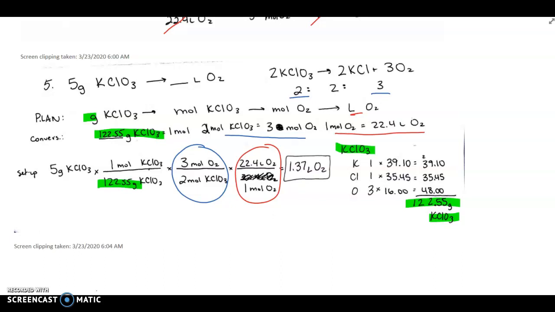So if you didn't get the right formula weight, or you didn't quite understand where your mole ratios were coming from, you've got to just keep things in line and keep things well organized here. You have to have your plan. Your plan tells you exactly what conversions you need. Grams to moles, moles to moles, moles to liters. First we're changing what unit we're using, then we're changing our substance, then we're changing our unit. So I hope this kind of clears this up.